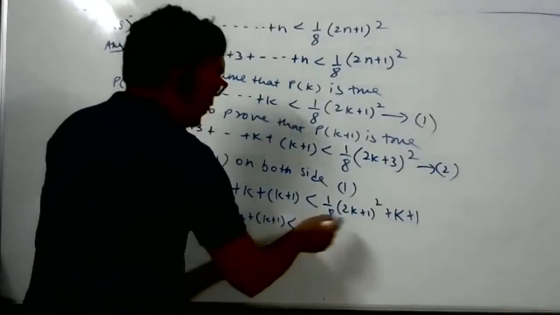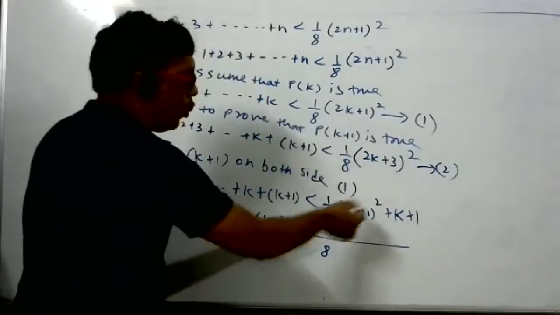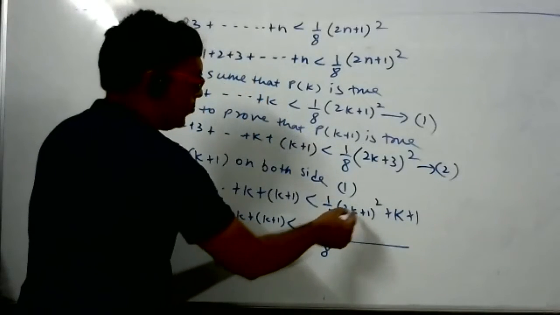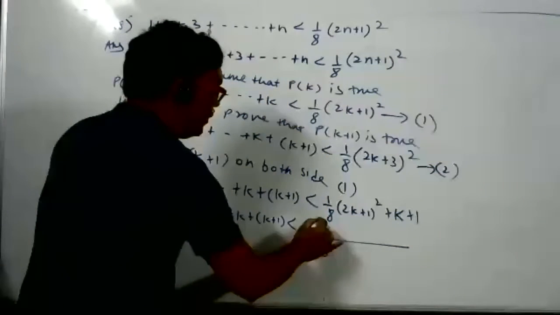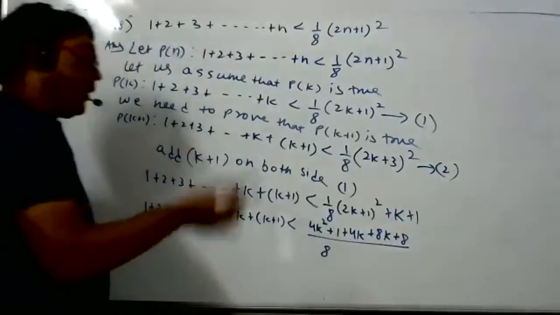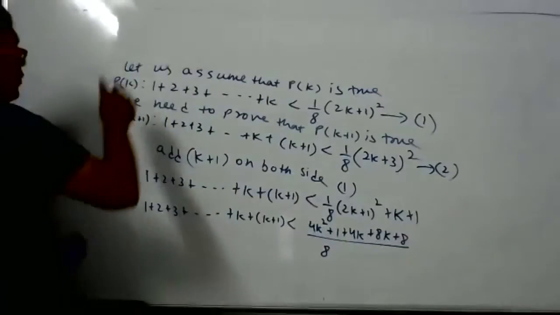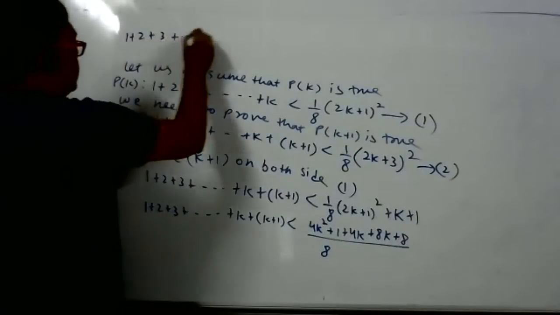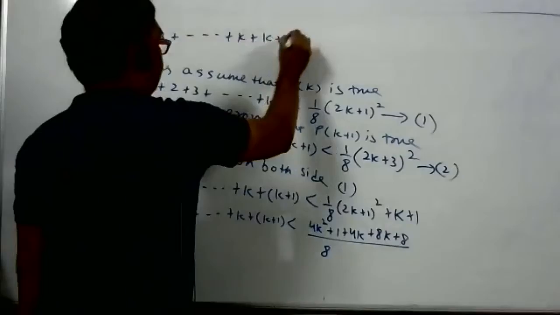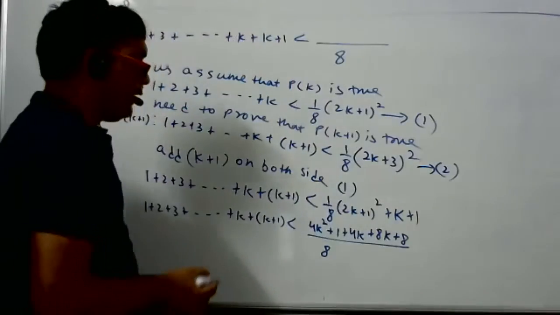Now what can we do, student? What is the obvious step now? Take LCM. So now open the bracket also. What we'll get: 4K square plus 1 plus 4K plus 8K plus 8. Open the bracket, take the LCM, that much only. So now what do we have? 1 plus 2 plus 3 up to K plus 1 is less than, with denominator 8. Like terms we can add.